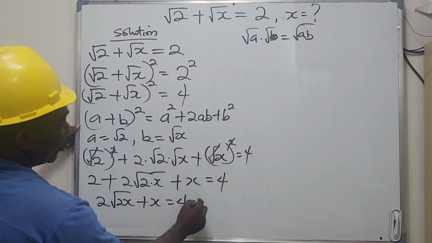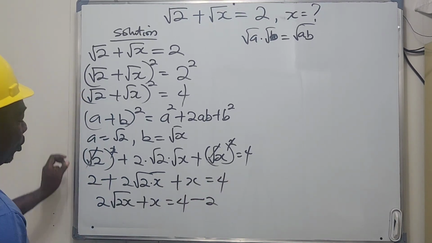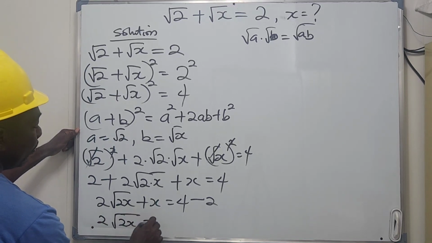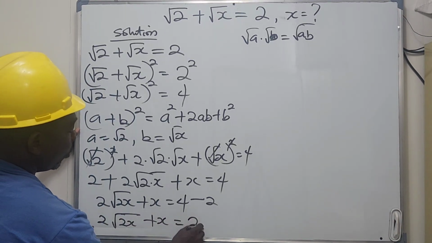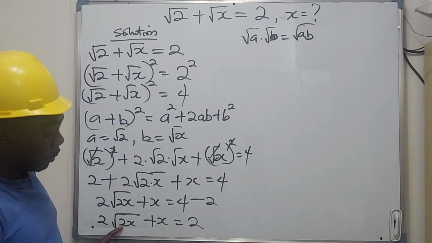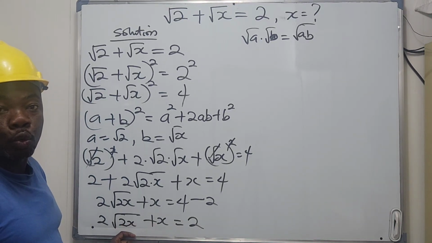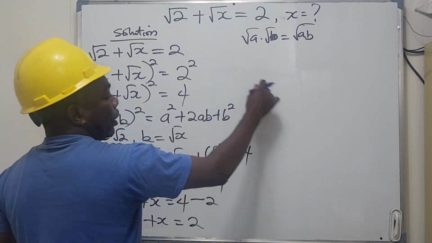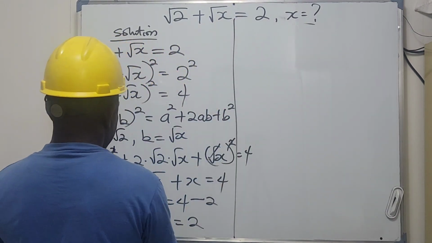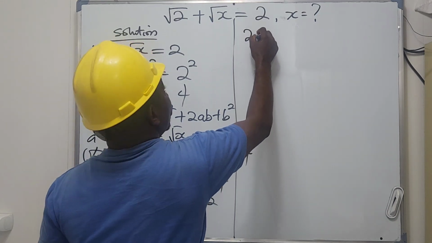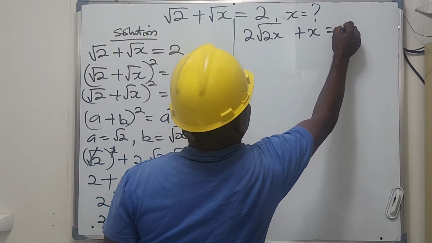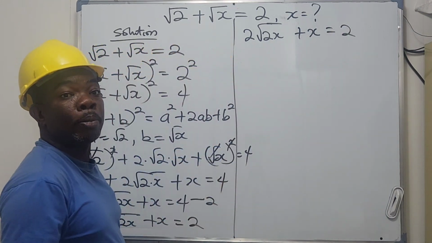When this is transposed to the other side, it becomes minus 2. So here we will have 2 root 2x plus x equals 2. So this is what we have. For us to further simplify this, we need to also square both sides. As we said, we need to square both sides.